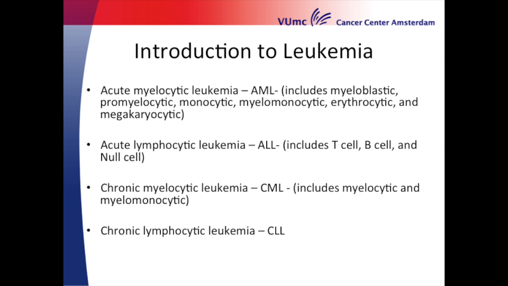Combining these two classifications provides a total of 4 main categories: acute myelocytic leukemia, acute lymphocytic leukemia, chronic myelocytic leukemia, and chronic lymphocytic leukemia. And within each of these main categories there are typically several subcategories. But how can we distinguish all these different kinds of leukemia? Just a full blood count won't give us all the clues we need, so there's more.